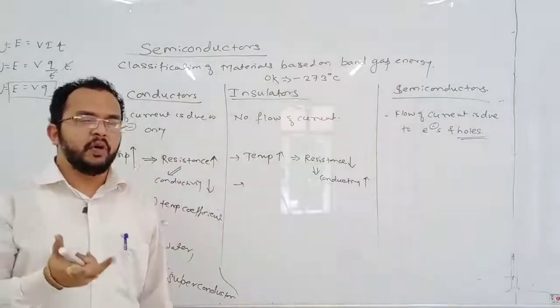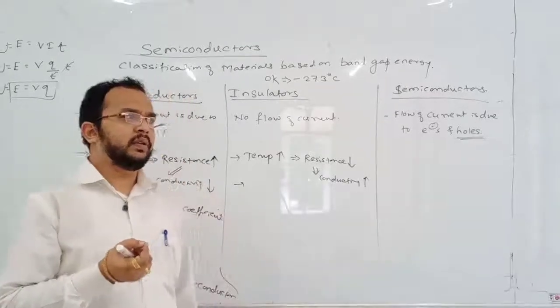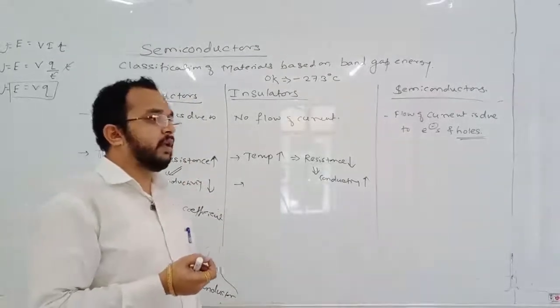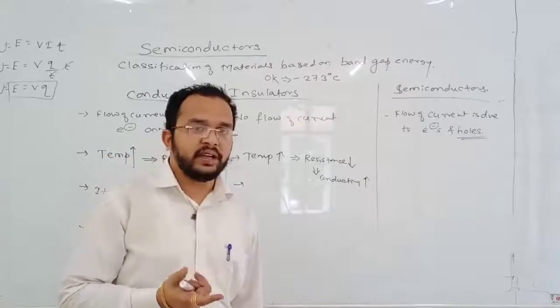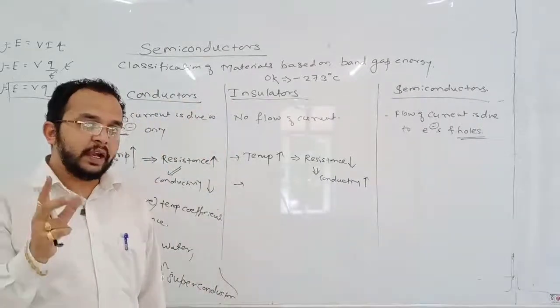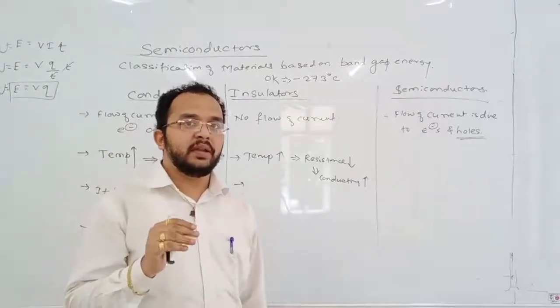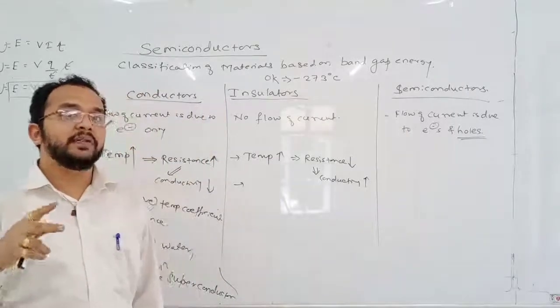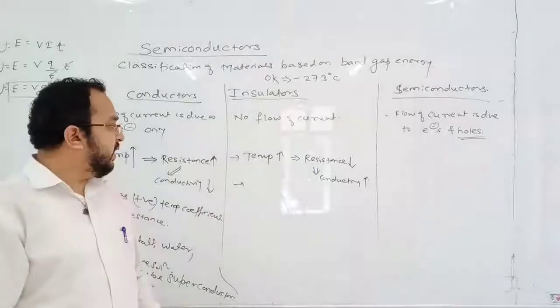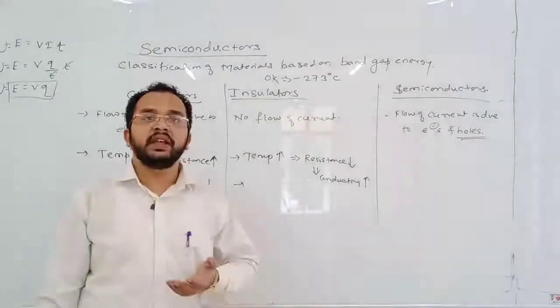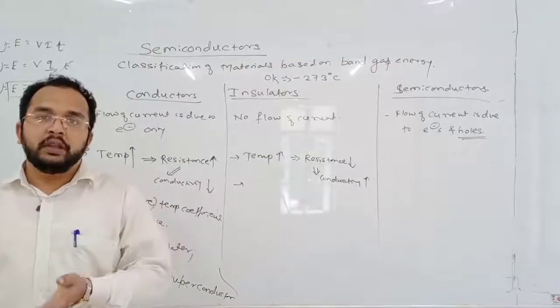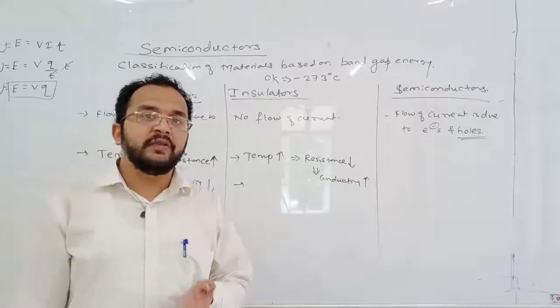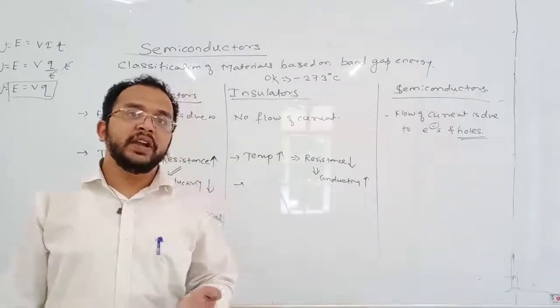But in very little amount. What will happen here? If you increase the temperature, the electrons which are in the valence band, the bond between those electrons and the nucleus will break. You are increasing the temperature, that means you are giving energy to those electrons which are in the valence band, which are bonded to the nucleus.